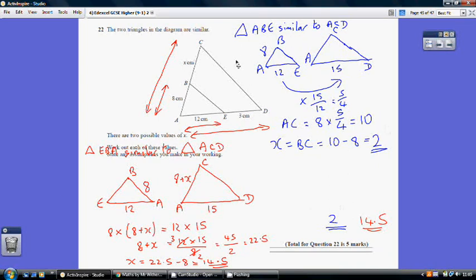Now the second scenario and assumption is not so straightforward. What we've got to imagine here is, imagine you cut out this little triangle here and you cut out the bigger triangle ACD, but then you reflected the smaller triangle over it and said the reflection is similar to the bigger triangle.